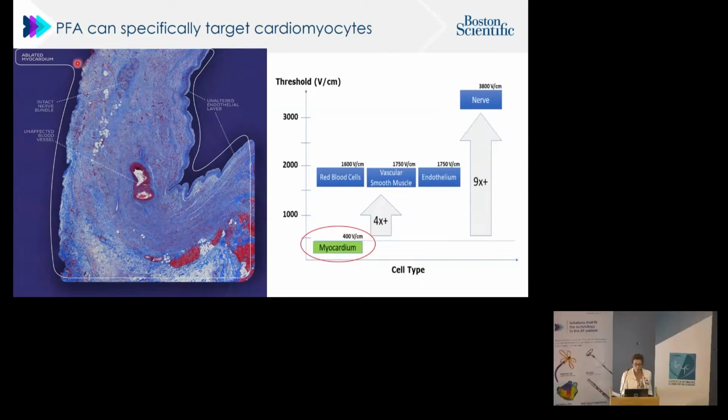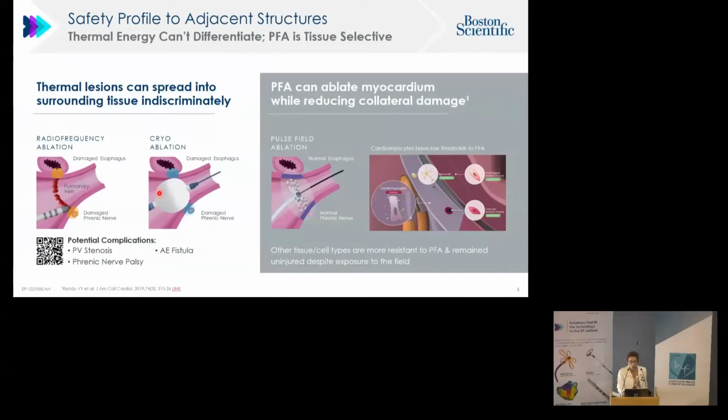Here on the left, you've got a transmural ablation of the tissue, keeping the endothelial layer, the nerves, and also the blood vessels that are running through this piece of endocardium really undamaged. So really, thermal energy cannot differentiate.